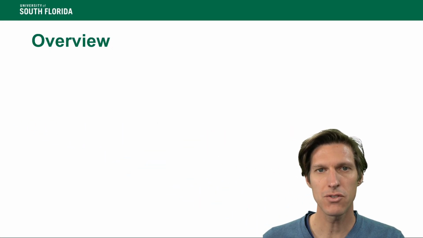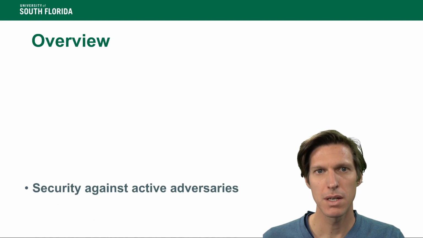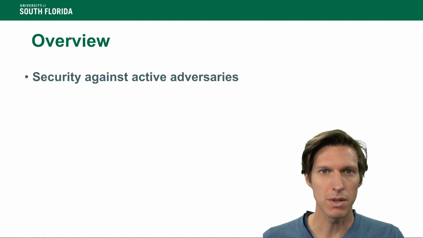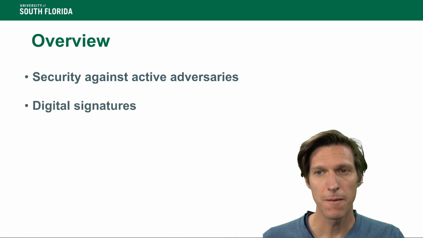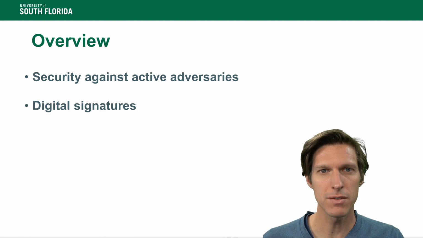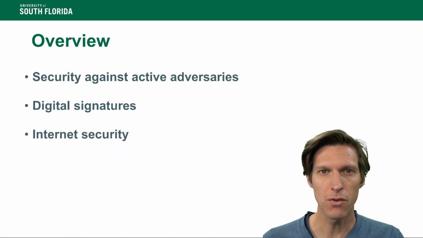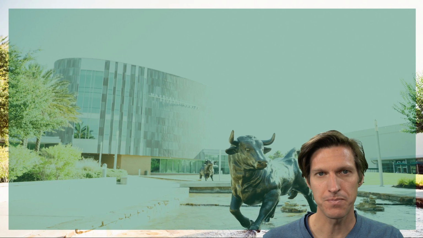Hi, in this lecture, we discuss security in an applied context. In particular, we talk about the need for a trusted third party whenever we deal with active adversaries, which is pretty much what happens in real life. We also discuss the use of digital signatures, which is an instance of public key cryptography that we haven't discussed so far in this series of lectures. And finally, we'll say a few words about internet security.